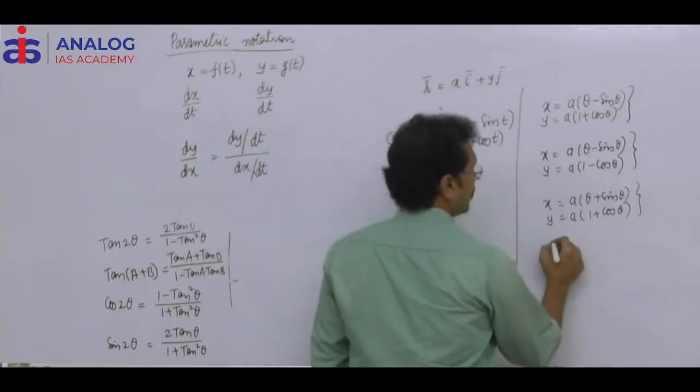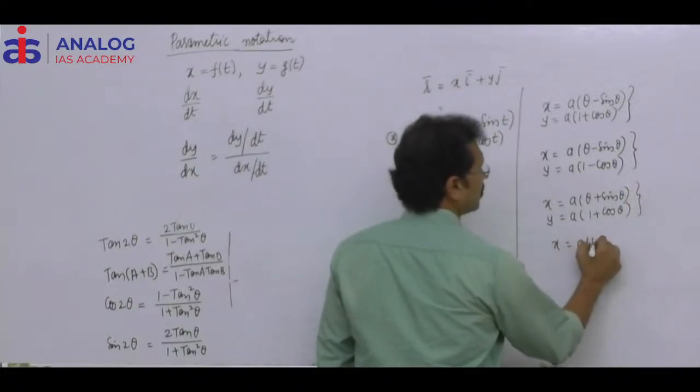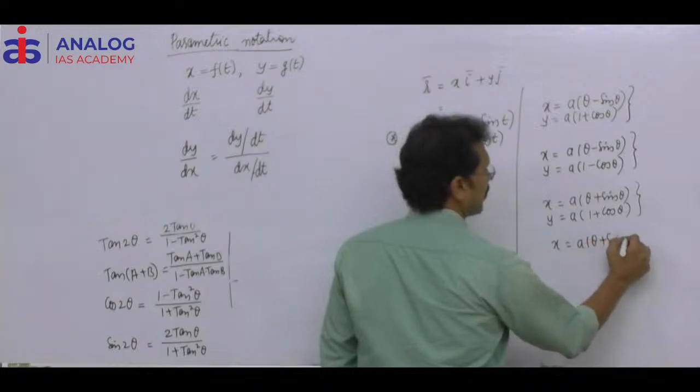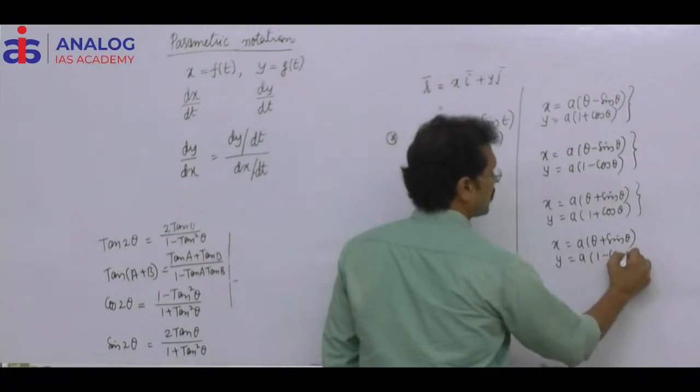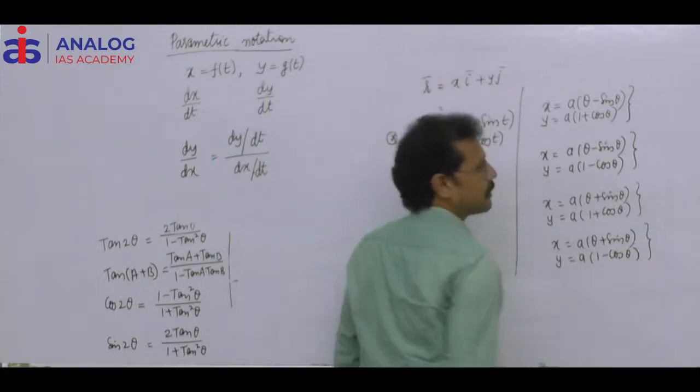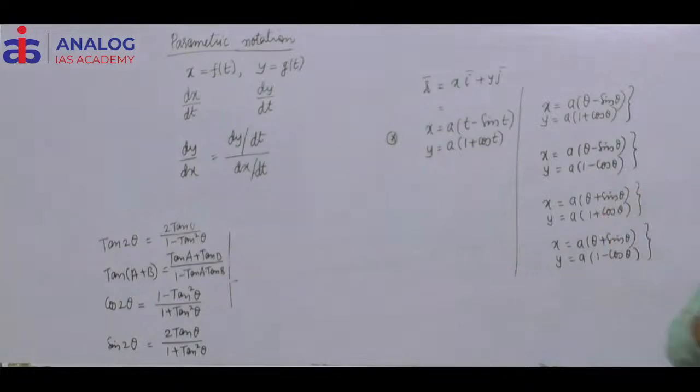This is one type. x equal to a into theta plus sin theta, y equal to a into 1 minus cos theta. This is another type of a cycloid. There are 4 types of cycloids.